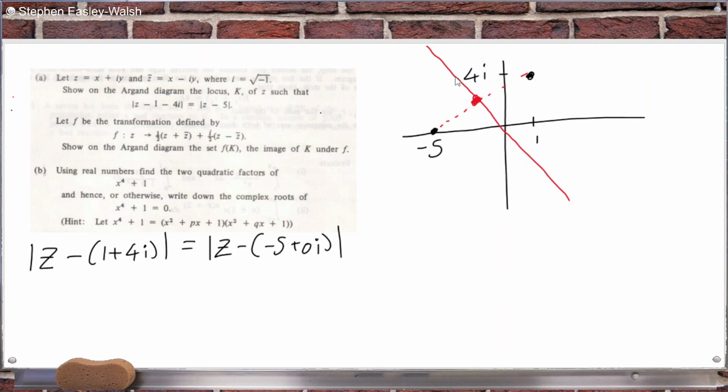Because everywhere on this line, for example, there's Z, the distance from Z to there and the distance from Z to there will be equal. So that's the K.